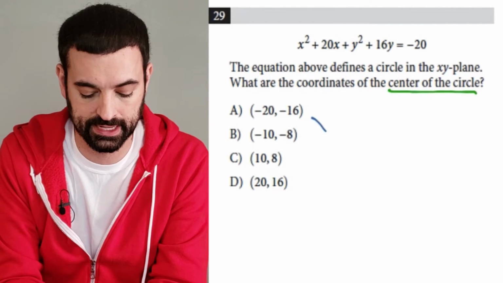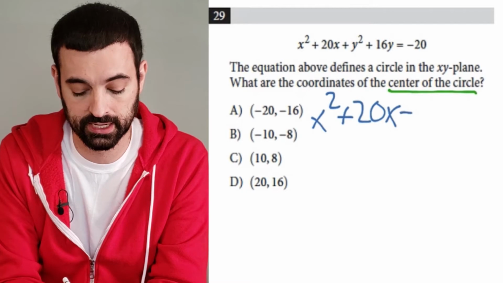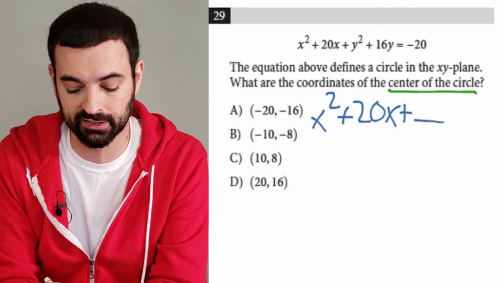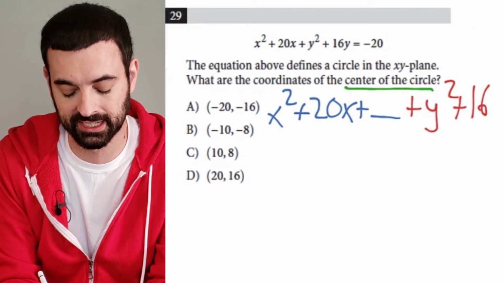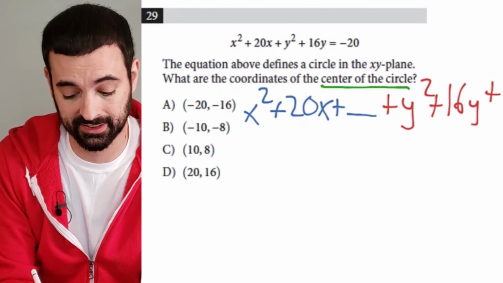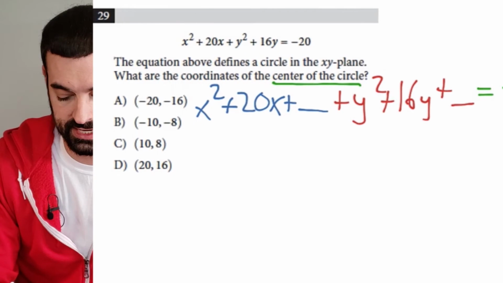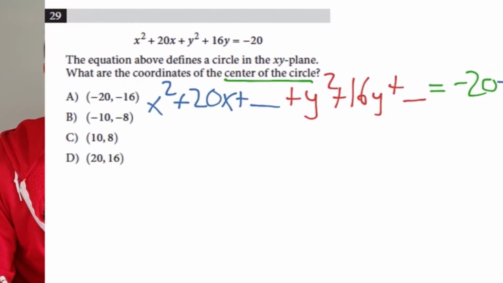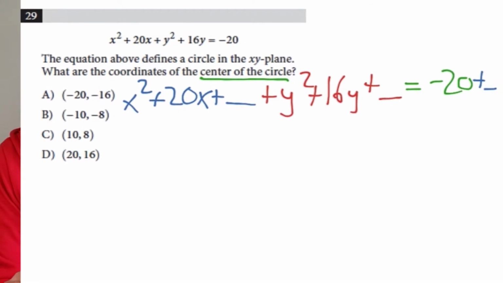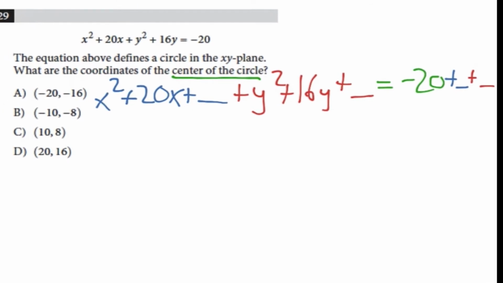We have x squared plus 20x. And then we've got that blank. That's what we need when we complete the square. Plus y squared plus 16y plus that blank equals -20. And I think I've got enough room here. Plus an x blank and a y blank. All right, how are we going to fill in this x blank?